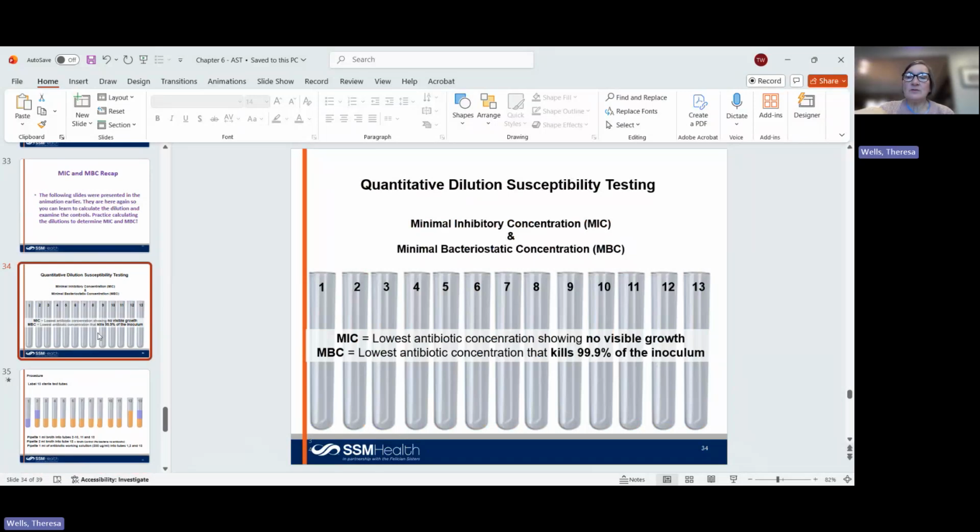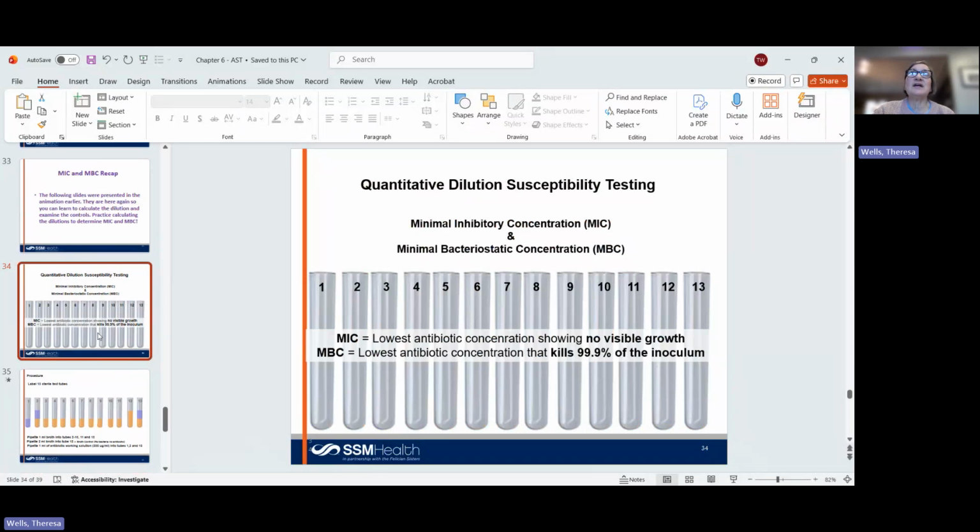Now, if you take out this whole tube system, get rid of that no visible growth and just say it's the lowest antibiotic concentration that will inhibit the growth of an organism. Typically, this is what the physicians want to know when they're looking at how to treat an infection. They want to know how they can inhibit the growth of this organism.